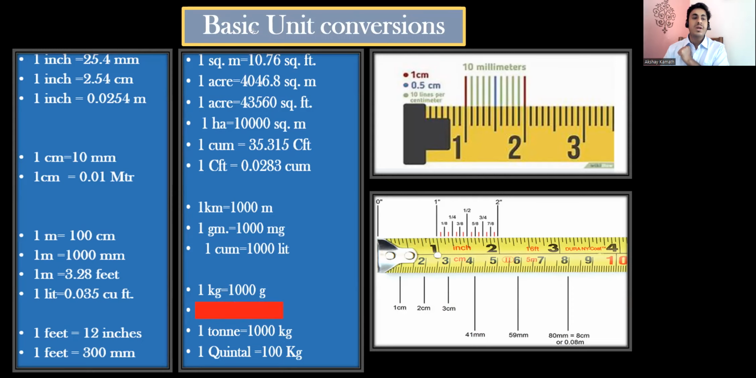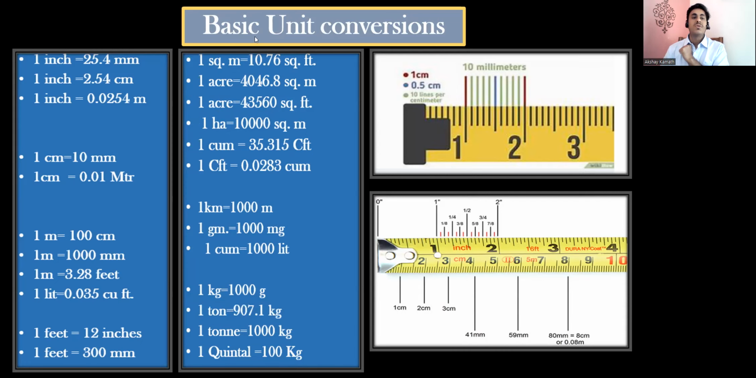Now again, coming to the important point, which things you need to remember, I'll tell you. At any cost, you have to remember 1 cubic meter is equal to 35.315 cubic feet. Then you have to remember 1 cubic meter is equal to 1000 liter. Of course, this is very simple. 1 kg is 1000 gram, 1 ton is 1000 kg, 1 quintal is 100 kg. Of course, you have to remember 1 square meter is equal to 10.76 square feet. You have to remember 1 acre is equal to 4046 square meter. And this thing is not required, because if you multiply this by 10.76, you'll get this. And 1 hectare is equal to 10,000 square meter.